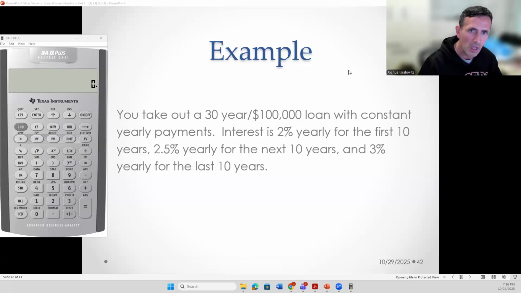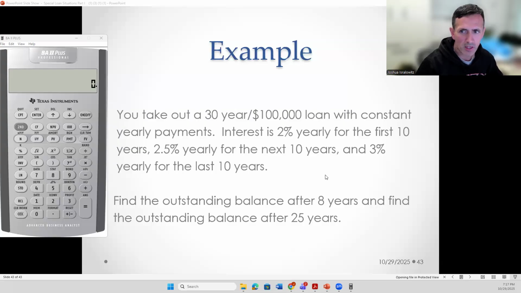Okay, so we have a 30-year, $100,000 loan, constant yearly payments, 2% for the first 10 years, 2.5% for the next 10 years, and 3% for the last 10 years. So constant payments, but the interest rate changes. We have 3 interest rate changes. Find the outstanding balance after 8 years, and the outstanding balance after 25 years.